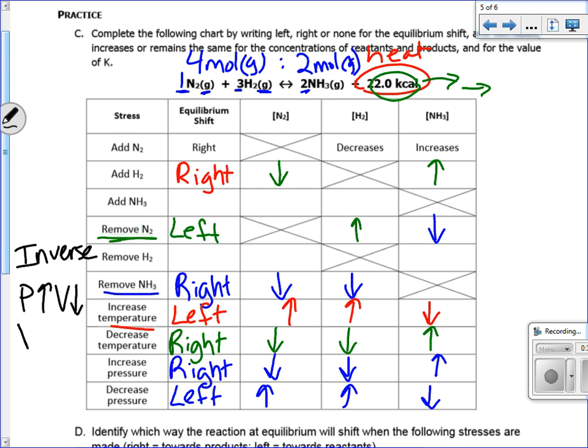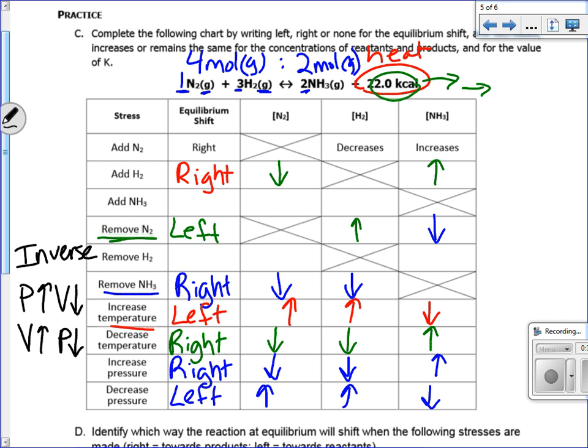So if volume is increased, the pressure is going to decrease. So they are opposite each other. So if it refers to volume, realize, oh, they said the volume increases, pressure decreases. They say the volume decreased, the pressure increased.